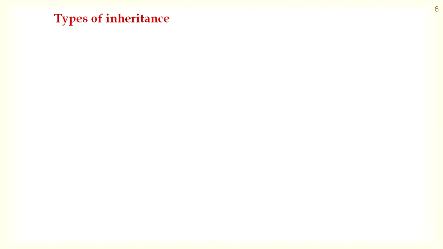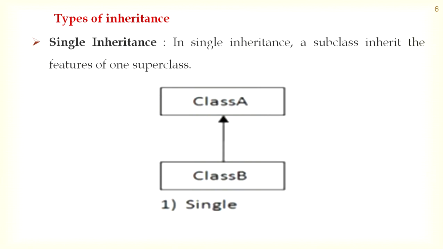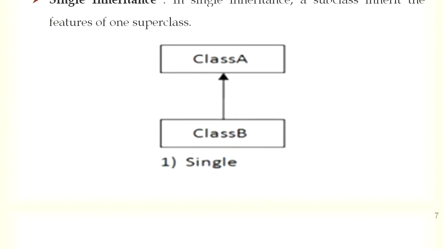Types of inheritance. Single inheritance: a subclass inherits the features of one superclass. There will be two classes, one subclass and one superclass. That is single inheritance. Class B acquires the properties of class A.